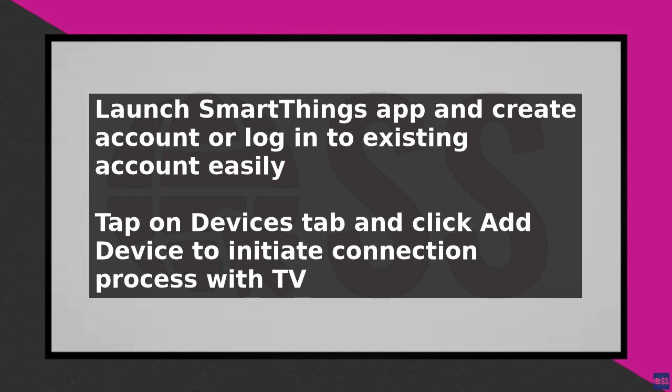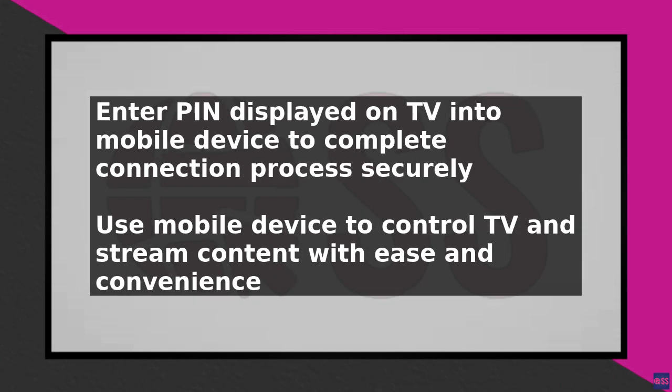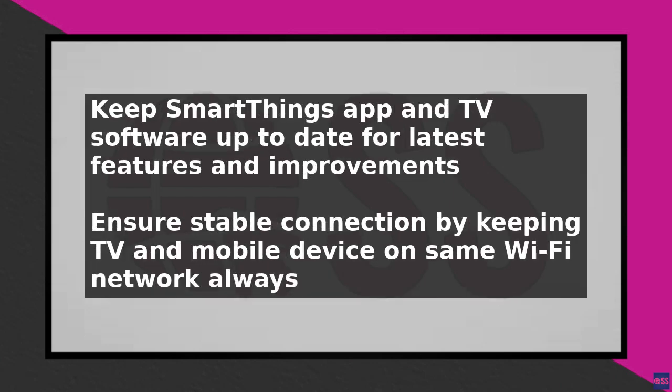You can now use your mobile device to control your TV, stream content, and even mirror your device's screen to the TV. To mirror your screen, go to the SmartThings app, select your TV, and then tap on the Mirror Screen option. This will cast your mobile device's screen to your TV, allowing you to view content on a larger display. You can also use the app to stream content from your mobile device to your TV, making it easy to share photos, videos, and music with others.